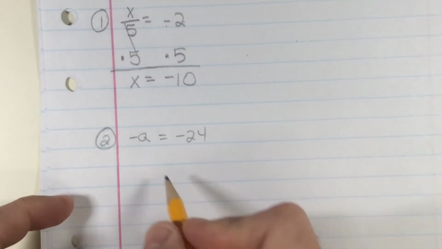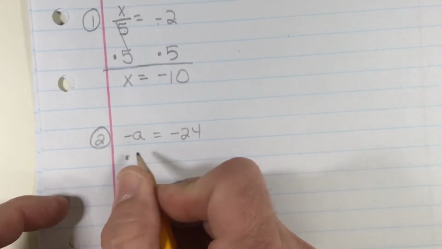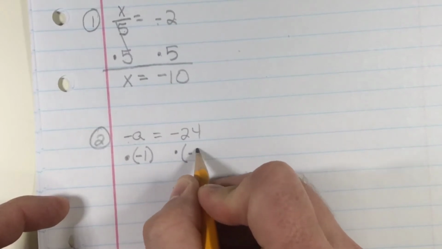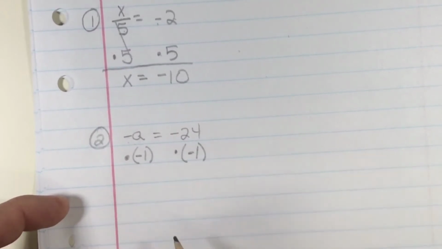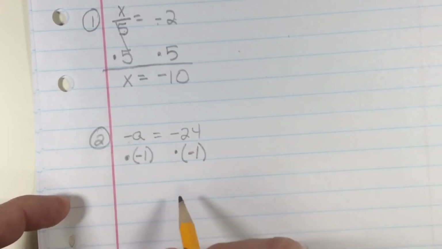For number 2, negative a equals negative 24. We're going to multiply by negative 1 on both sides. Again, you could have divided by negative 1. You'll get the same result. And I put the negative 1 in parentheses because of that multiplication symbol, but whatever.